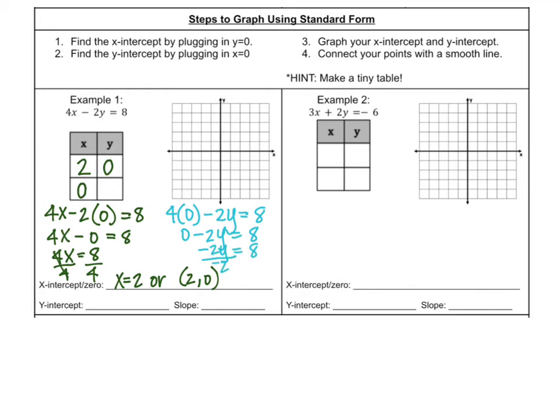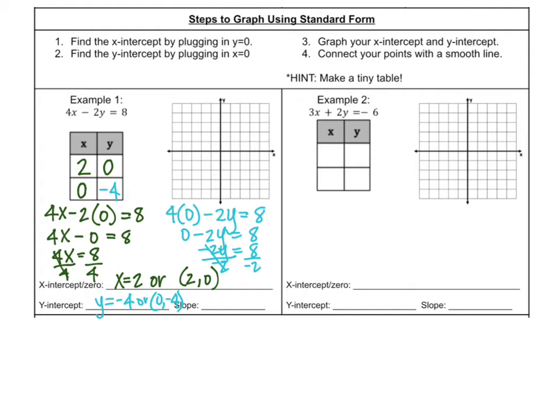Divide both sides by negative 2, and I get y equals 8 divided by negative 2, which is negative 4, or the point (0, negative 4). So I can plug in my value right there. When x is 0, y is negative 4. This tiny table just helps make sure that I'm finding the correct values.